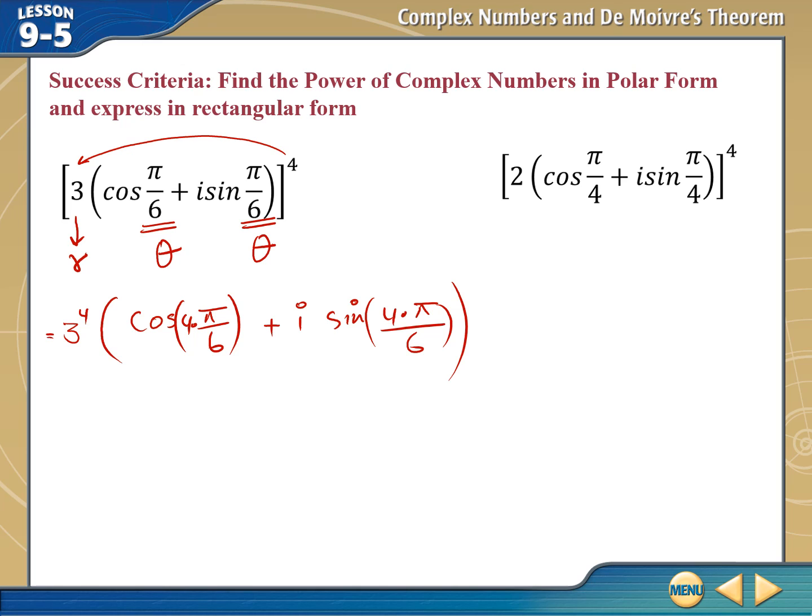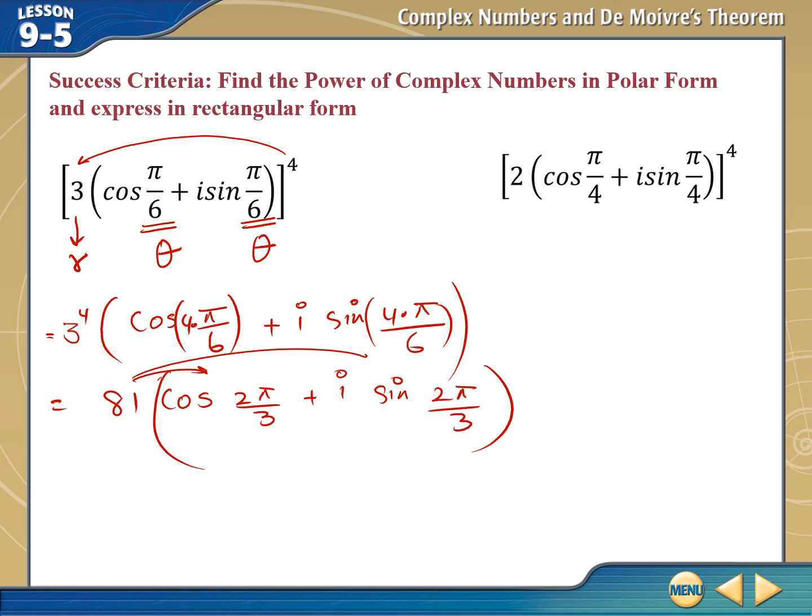Now here we will get 3 to the power 4. I guess it should be 81. So you will get 81. Now simplify the angle. So you will get cos 2 pi by 3 plus iota sine 2 pi by 3. Don't forget to simplify the angles. Open the brackets by using the distributive property. So write 81 cosine 2 pi by 3 plus iota 81 sine 2 pi by 3.